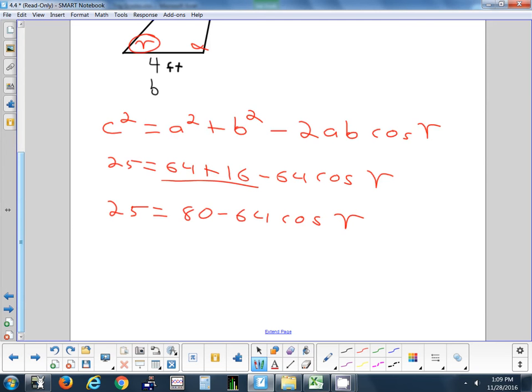They try to subtract 64 from 80, but you can't, because 64 is multiplied by cosine. So what do I have to do at this step? Subtract 80 from both sides. Yep. Subtract 80. Okay, and then, let's see, 25 minus 80. Double check, but I think that's negative 55.